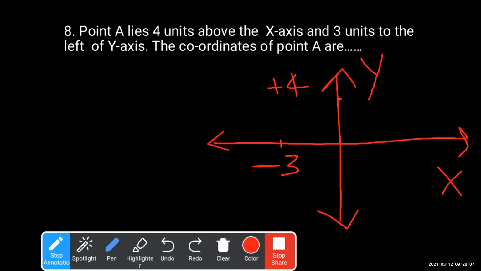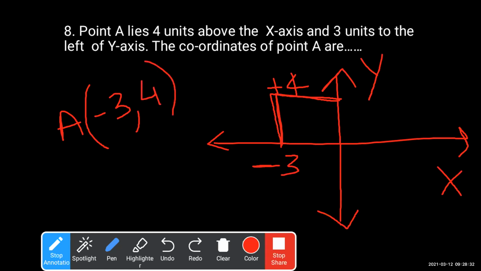Now the coordinates of the point A, that means here we have to write the coordinates of this. So point A, the first coordinate will be the x coordinate, which is on the x-axis, it is -3. And on the y-axis it is what? 4. So the coordinates of A will be -3, 4.